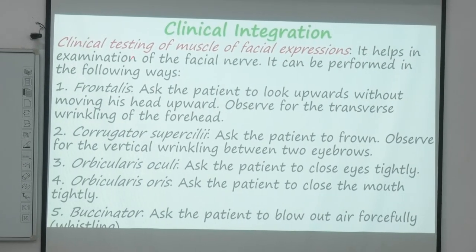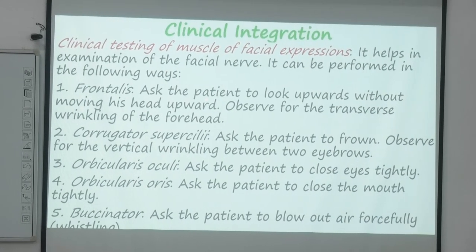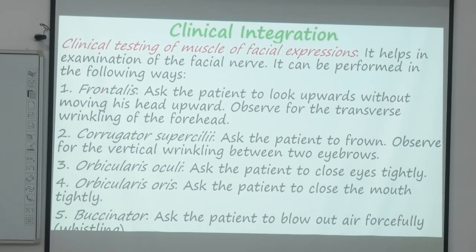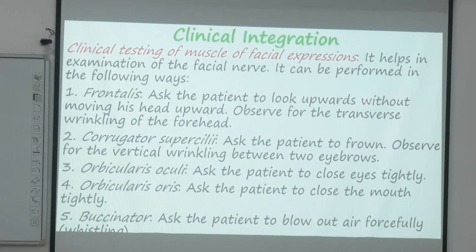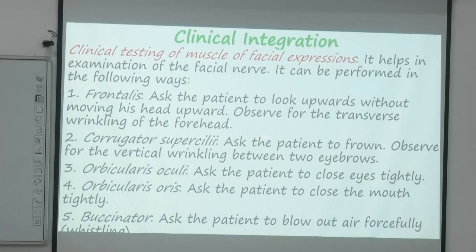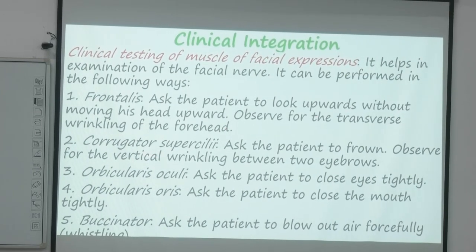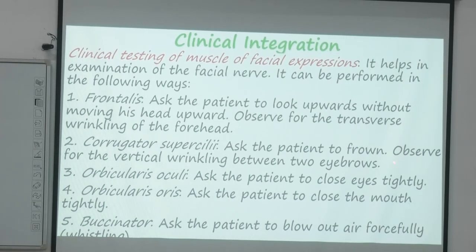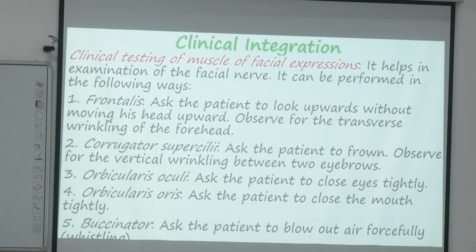This is the clinical testing of muscles of the facial nerve. It can be performed on these principles. Frontalis: ask the patient to look upward without moving the head upward. Observe for transverse wrinkling of the forehead. Corrugator supercilii: ask the patient to frown. Observe the vertical wrinkling between the two eyebrows.